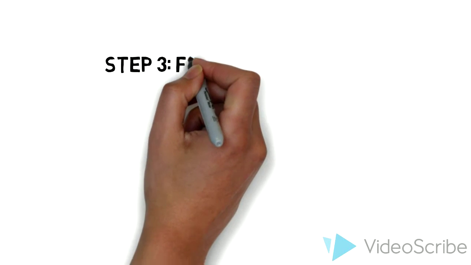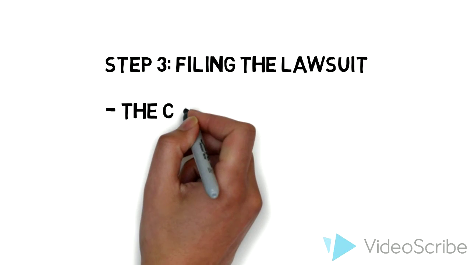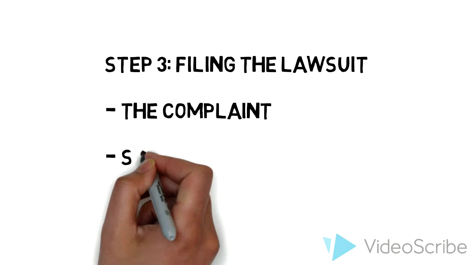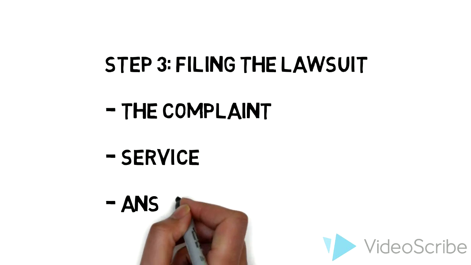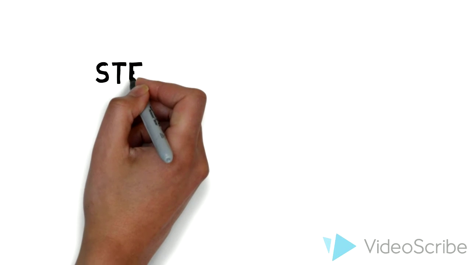Step 3 is filing the lawsuit. After the initial process of the administrative complaint, if necessary, the lawsuit consists of 3 components: the complaint, which is the initiating document, serving it, which means getting service on the defendant, and then the answer, which is the defendant's response to the complaint, where they usually deny all the allegations and say that they didn't do anything wrong.